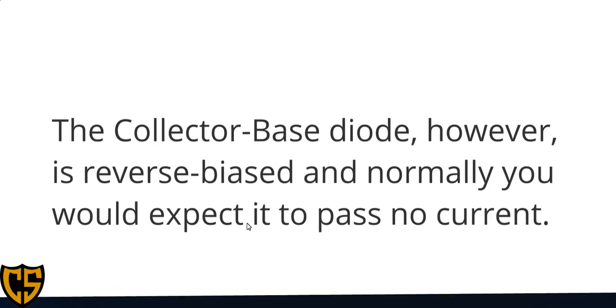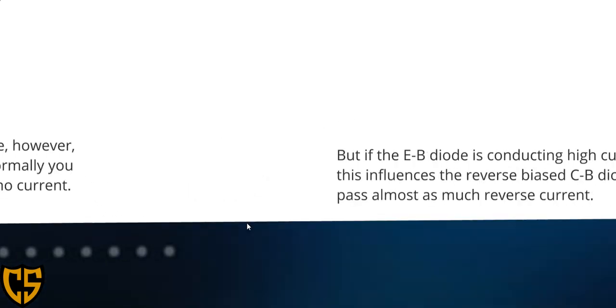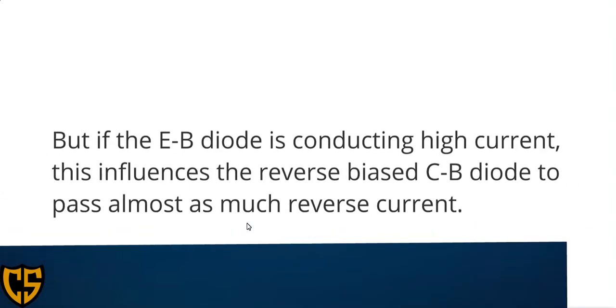The collector-base diode is reverse biased, and normally you would expect it to pass no current. For a transistor, the forward bias should be on the base-emitter junction, and the collector-base junction should be reverse biased. Remember this. But if the emitter-to-base diode is conducting high current, this influences the reverse biased collector-to-base diode to pass almost as much reverse current.